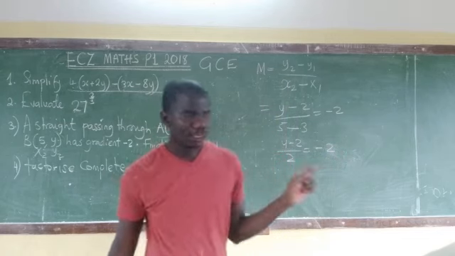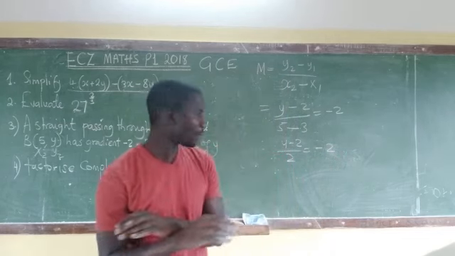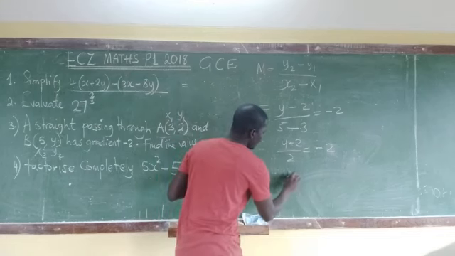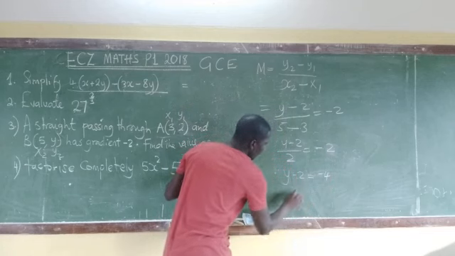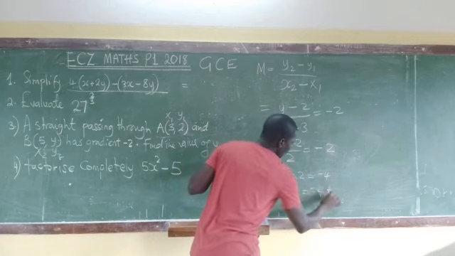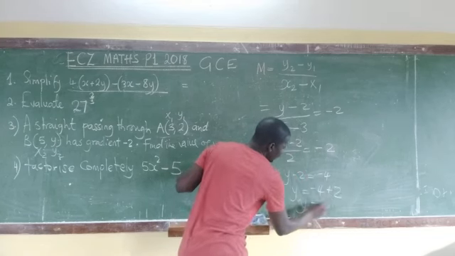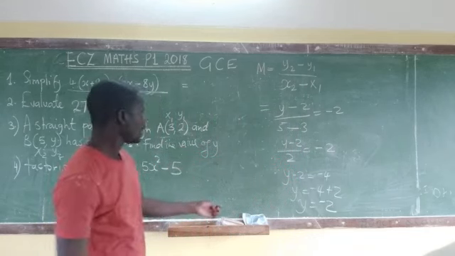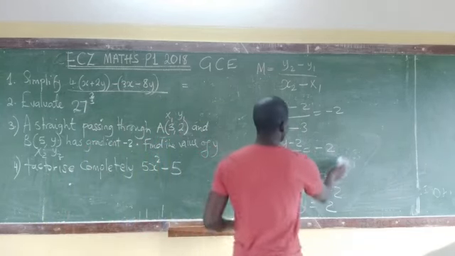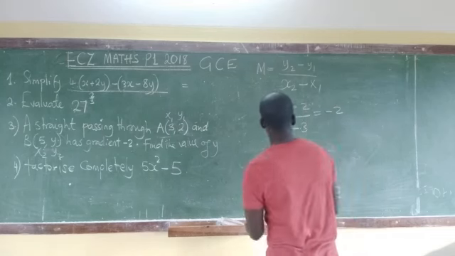Okay? Then at this point, we need to cross multiply. We cross multiply, what are we going to get? Y minus 2 is equals to negative 4. Then y is equals to negative 4 plus 2. Our y is equals to negative 2. So the value of y here is negative 2. That is the value of y. We move on to question 4.